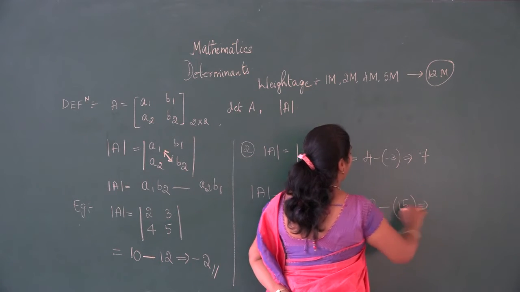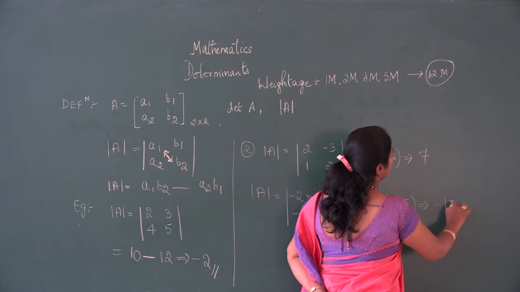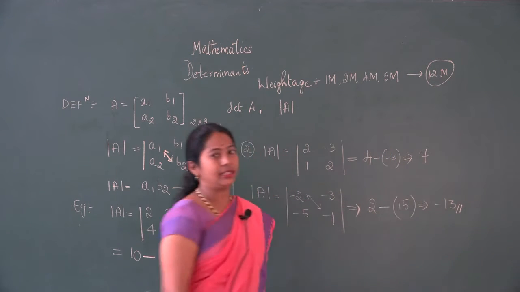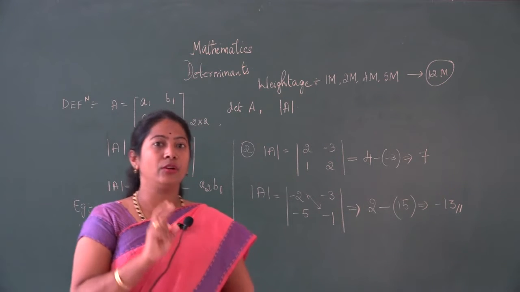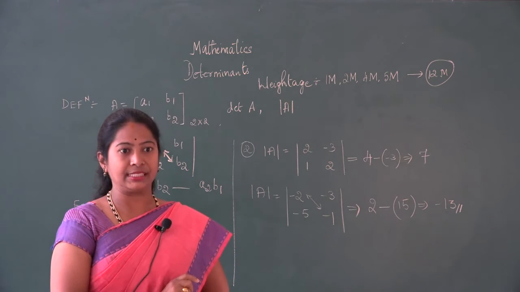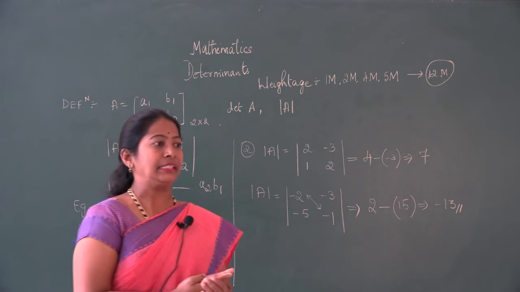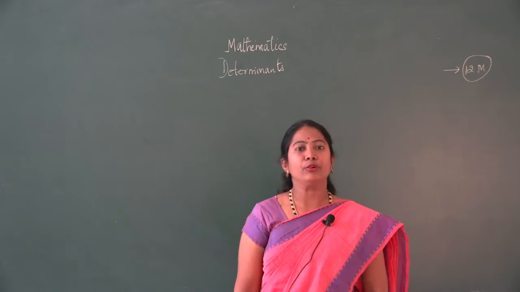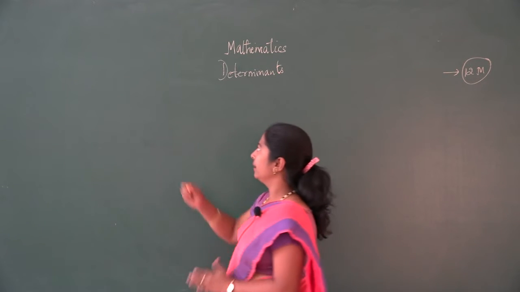So minus into plus will be minus 2 minus 15, which is nothing but minus 13. This is how we will calculate the value of the determinant for a 2 cross 2 matrix. Now passing on to a 3 cross 3 matrix. We discussed a 2 cross 2 determinant. Now we shall discuss a 3 cross 3 matrix.